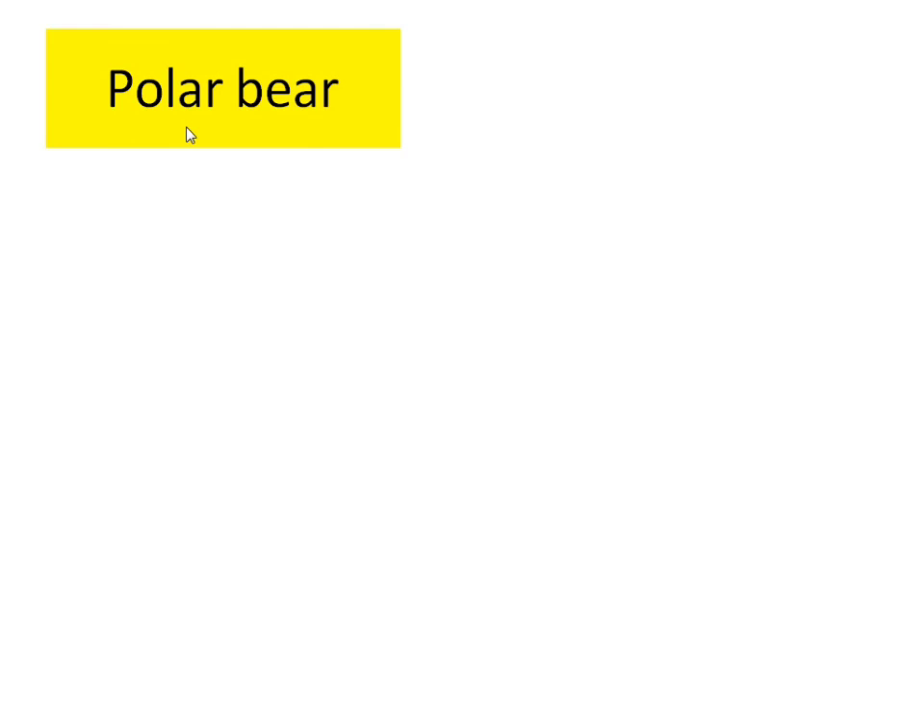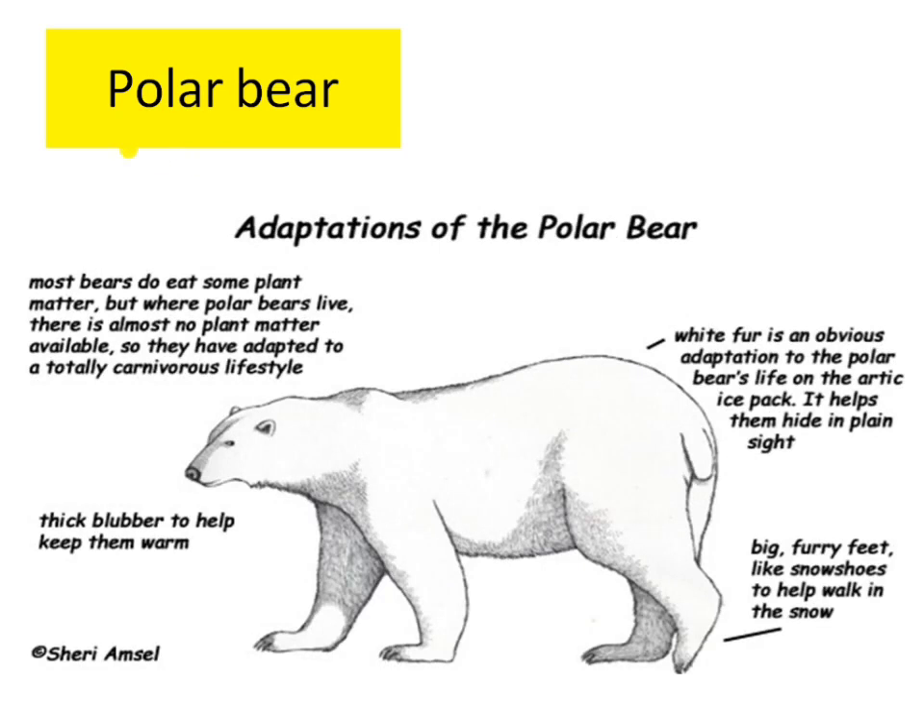So now we are studying the polar bear. In this chapter we will discuss the adaptations present in the polar bear, a penguin and some migratory birds. The polar bears are found in the North Pole region. As you can see here, the adaptations of the polar bear: it feeds mainly on fish and seaweed. They have thick white fur.